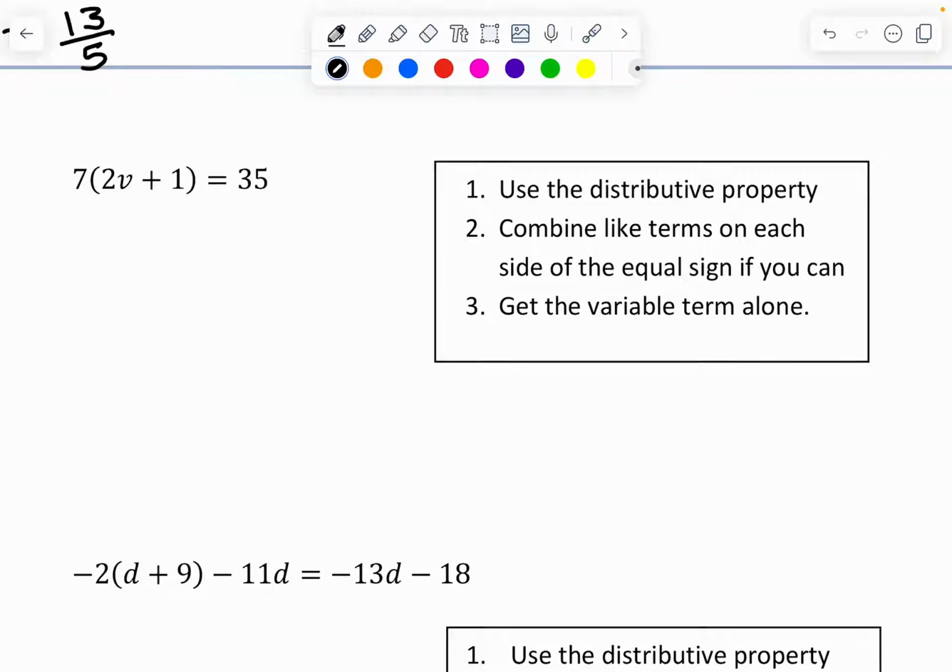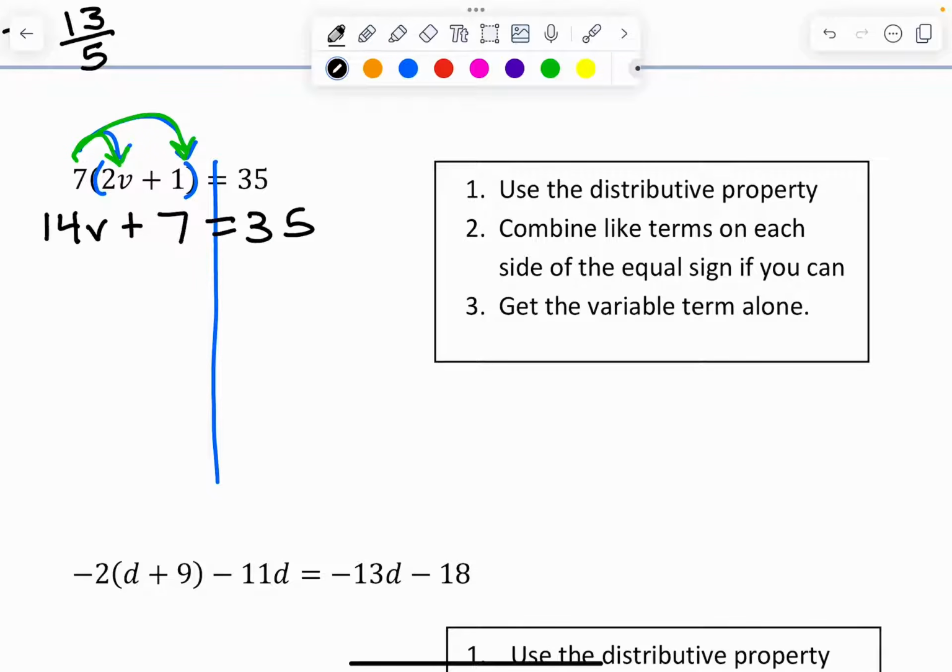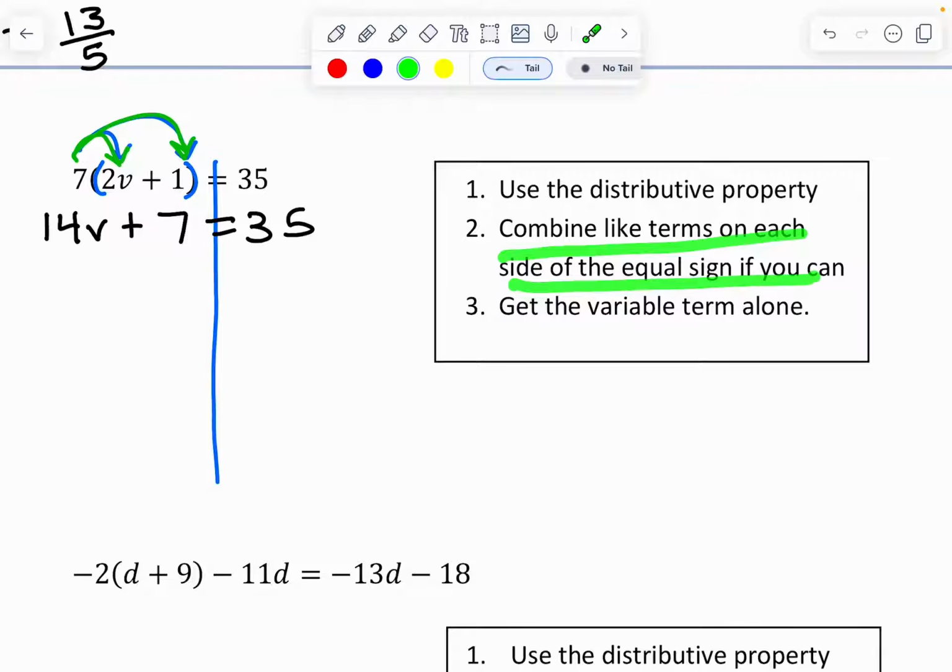This one has a set of parentheses here. So for us to get rid of the parentheses, we're going to distribute the 7 inside the parentheses. So here we end up with 14v, because 7 times 2v is 14. And then we have 7 times +1, so we get +7 equals 35. So now we can combine like terms on each side if you can. So if we look at the left, we don't have any like terms, so we don't have to combine anything.